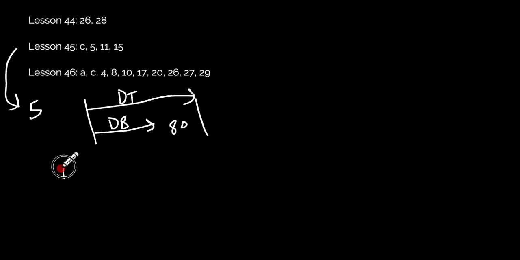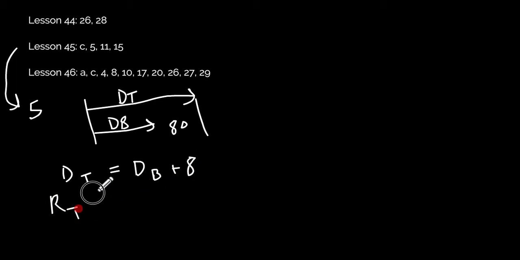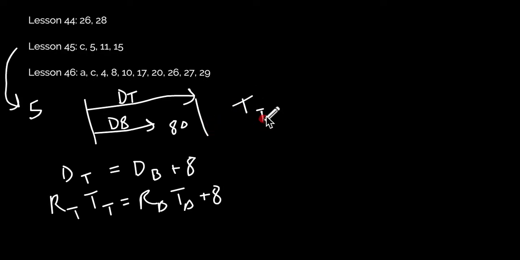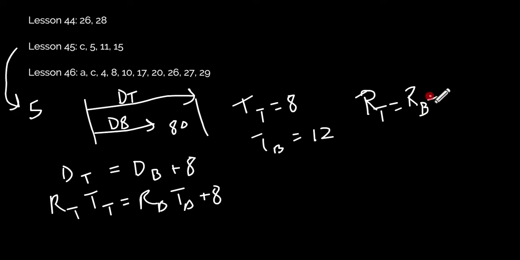So your equation is the same as the last problem that I did, very similar. Distance of the train equals distance of the bus plus 80, and then we're going to separate this out. Rate train times time train equals rate bus times time bus plus 80. Now we're going to find our parts. So the time of the train is 8. The time of the bus is 12. And it said the rate of the train is the rate of the bus plus 30. So you're just going to substitute all those things in and then come up with the rates.